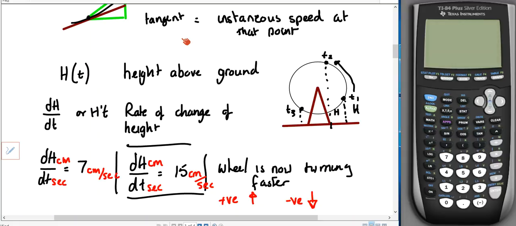At what point in time do you reach the top of the Ferris wheel? So when is dH/dt, or sorry, that's when height would be going from positive to negative. It would also be when the wheel is stopped, stationary, that kind of thing.